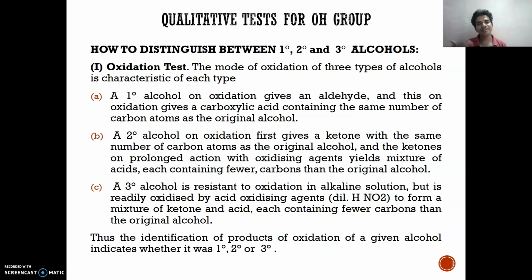So whatever we studied earlier about the chemical properties of alcohol, all those reactions are very useful to identify the OH group. We take all those reactions into consideration to distinguish between primary, secondary and tertiary alcohol, as we studied earlier in the other chemical reaction properties of alcohol. Thus, the identification of the product of oxidation of a given alcohol indicates whether it was primary, secondary or tertiary.